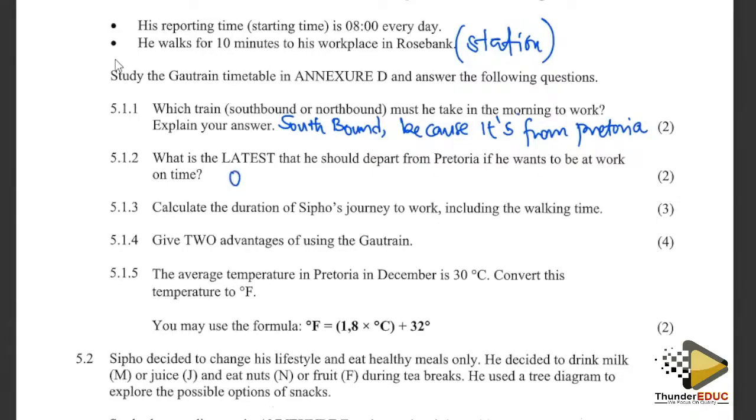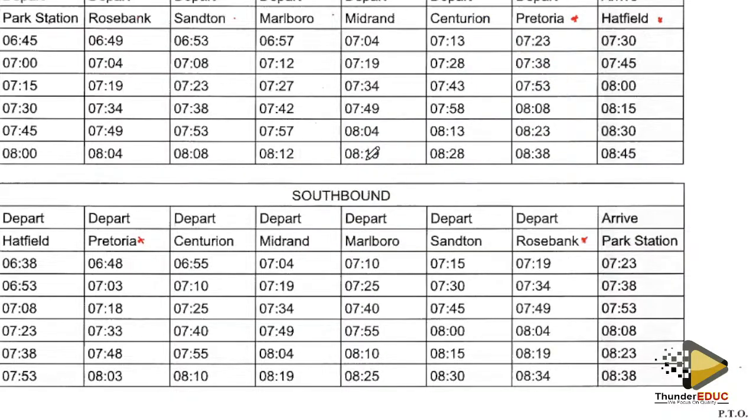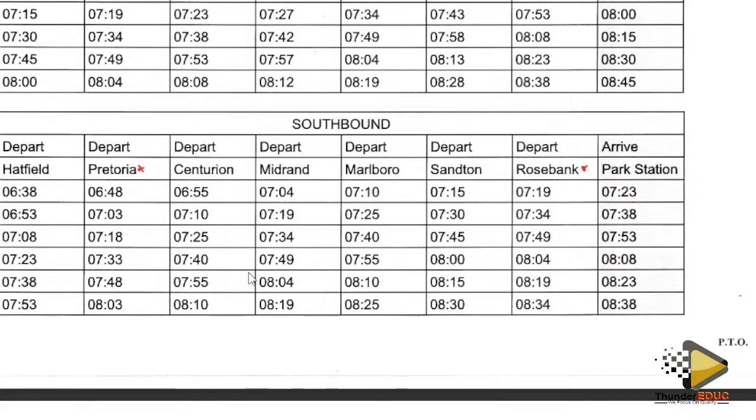What is the latest that he should depart from Pretoria if he wants to be at work on time? Remember, he has to be at work at exactly 8. He definitely cannot get a train that will drop him at exactly 8 because he has to walk 10 minutes. That means he will reach at 10 past 8. So the train that he should take should arrive at Rosebank before 8. Let's go and see. This one is already past 8. This one never.